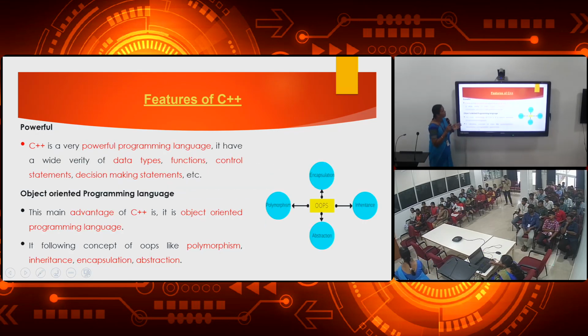And this is an object oriented programming language. I already told you that the object oriented programming paradigm is a framework which consists of standard concepts, and by using those concepts, many scientists have developed many languages. Among those languages, C++ becomes very powerful because of the successful implementation of the OOPS concepts in this language.